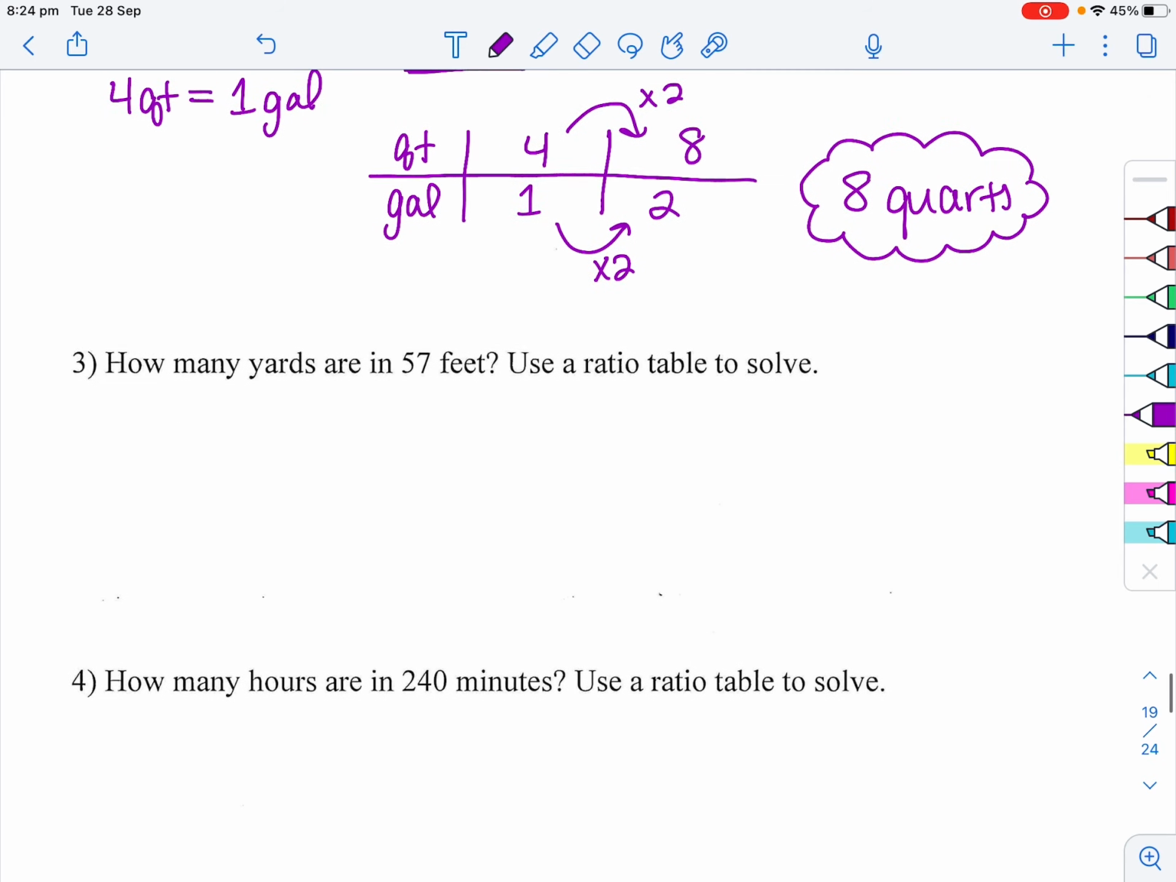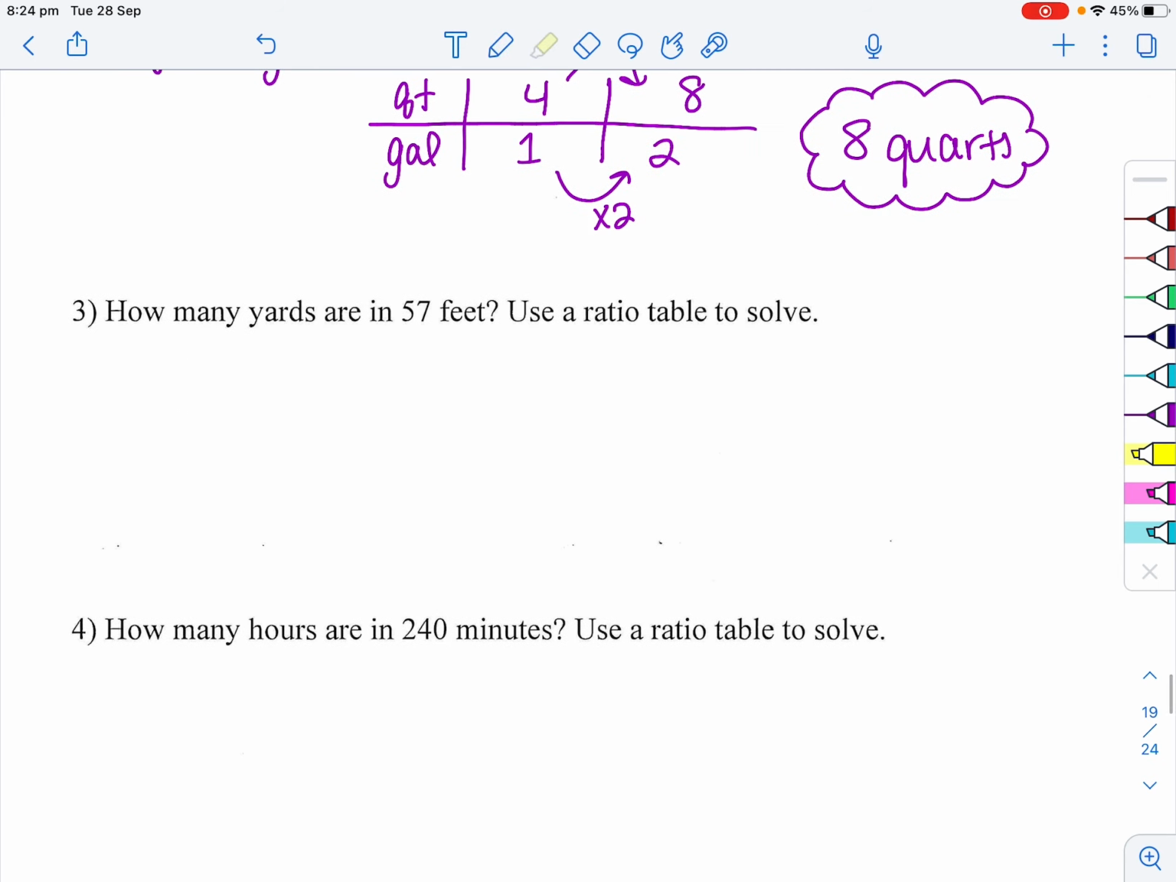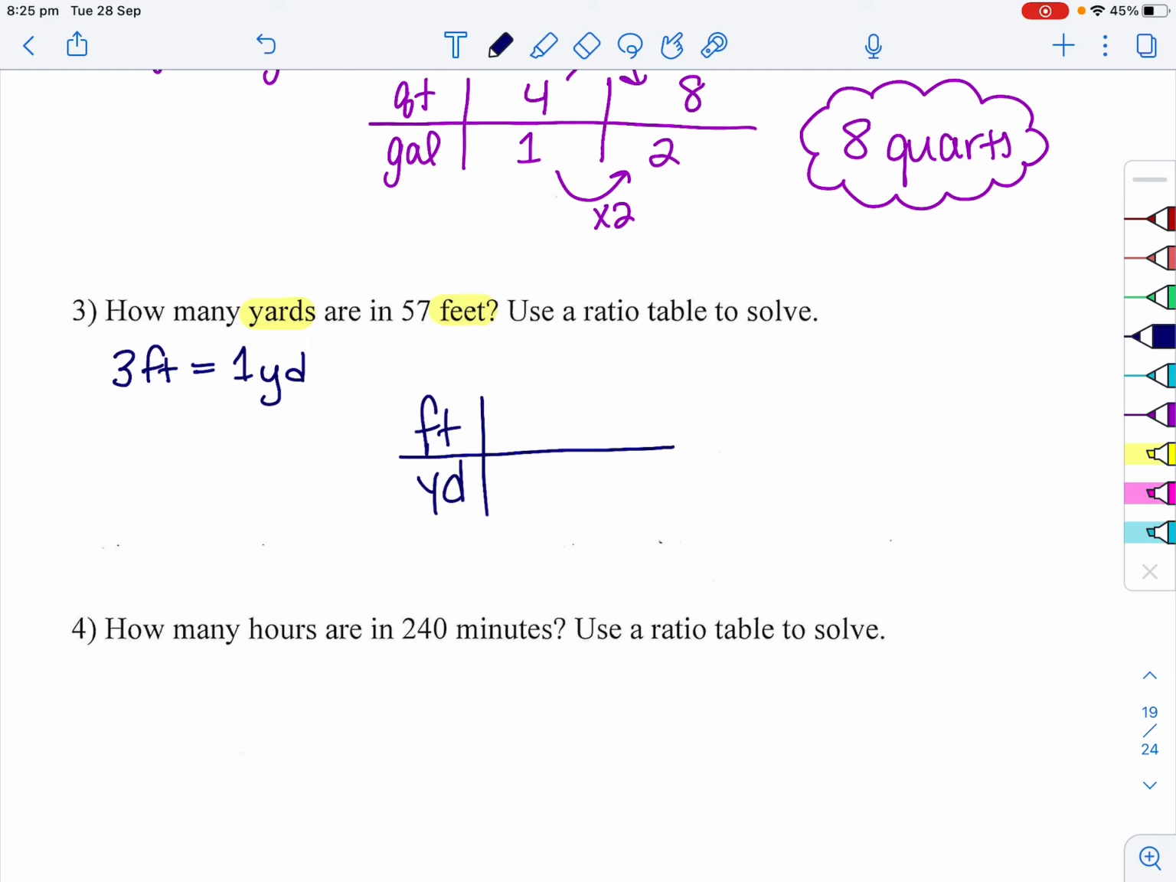Number 3 says how many yards are in 57 feet. So I'm looking for how yards and feet are connected. There are 3 feet in 1 yard. So when I create my ratio table, I'm going to have feet and yards. So there's 3 feet in 1 yard. And I've got 57 feet. So 57 feet goes here.